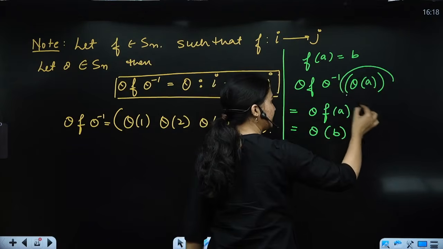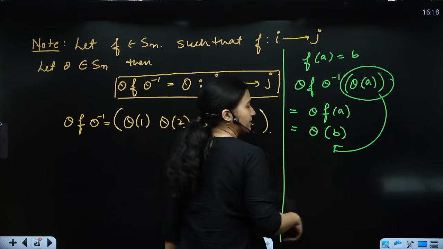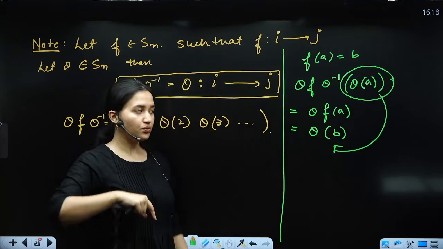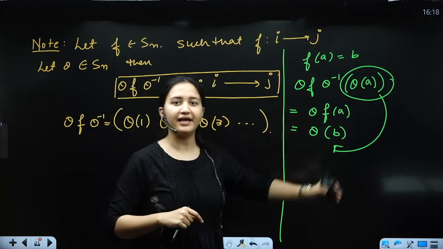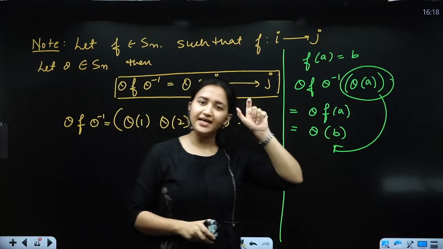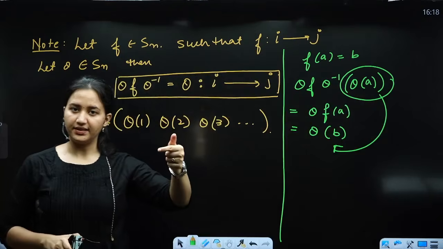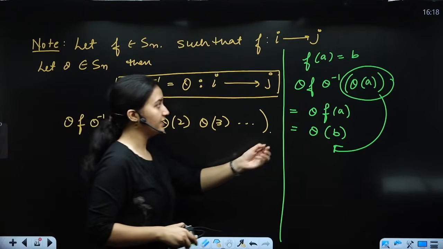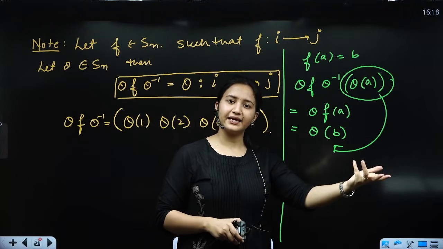So basically theta is mapping A to B when I'm applying theta F theta inverse. Basically, if I'm giving the input of theta A, theta A is also going to be a natural number only, right? Or a number only, or a symbol only. So if I'm starting, I can start the cycle from anywhere, right?